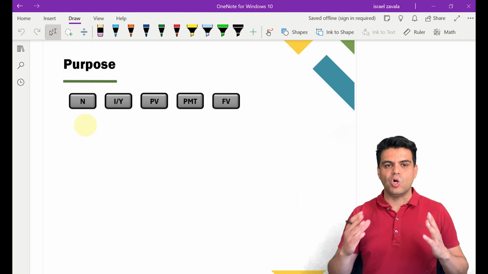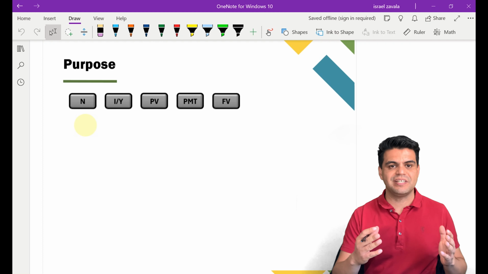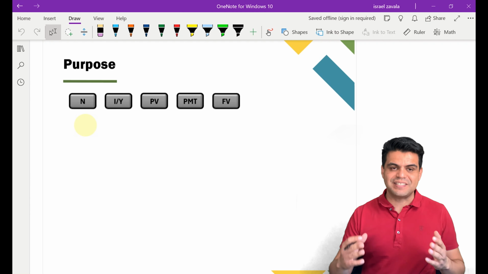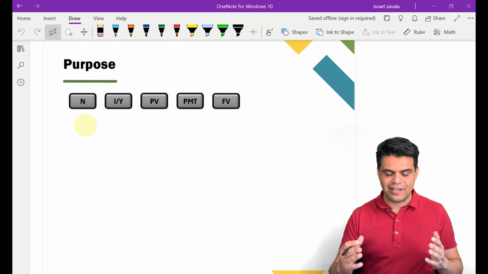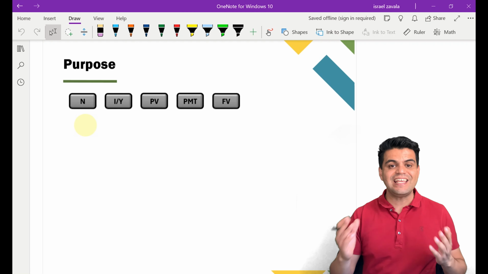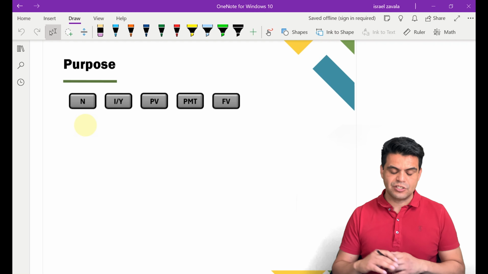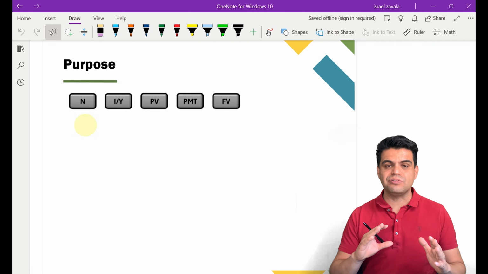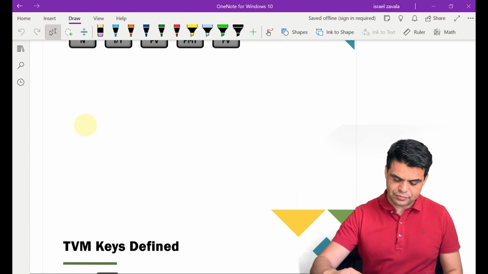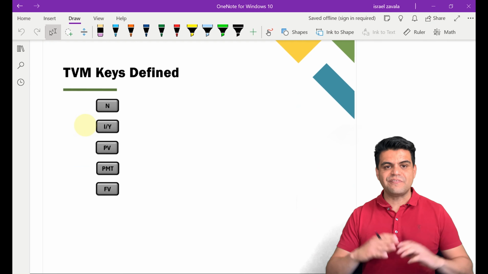I have a lot of students at the beginning of my course that ask me, Professor, can I use a scientific calculator? Can I use this? And I really tell them you're really making things more difficult for yourself. This is a specific finance calculator, and these are the primary keys that you are not going to find in any other calculator. So the purpose is to introduce you and get you familiar with these time value of money keys.